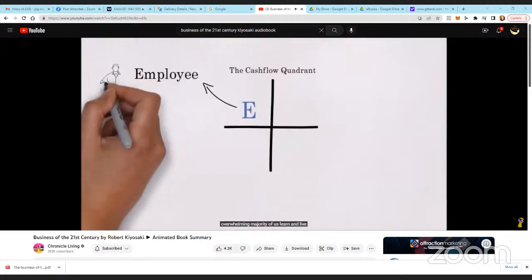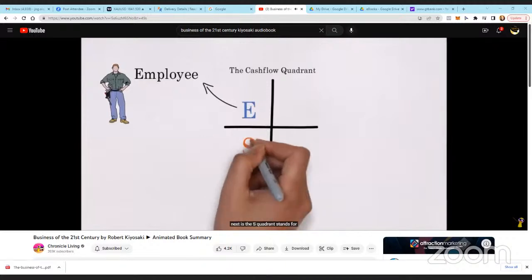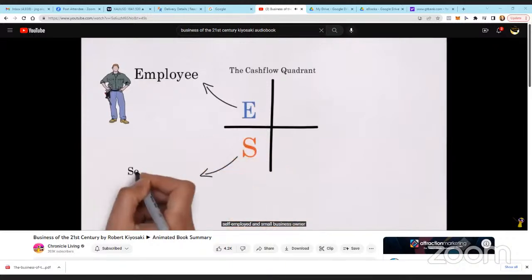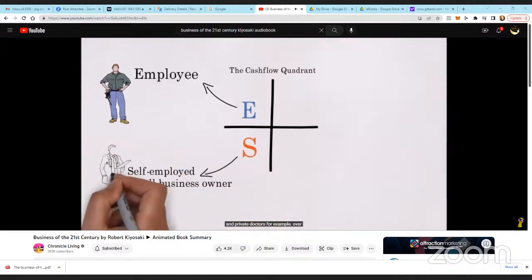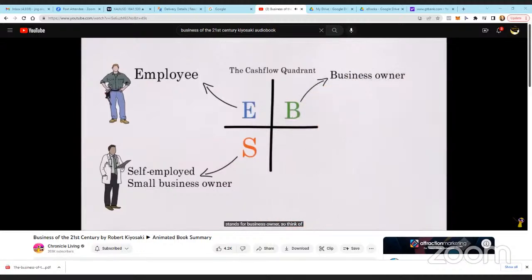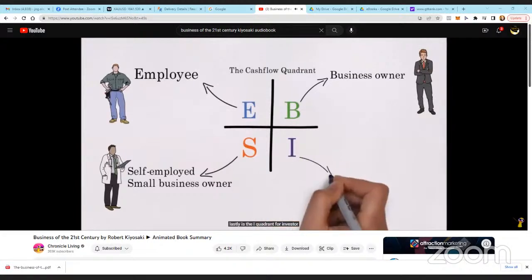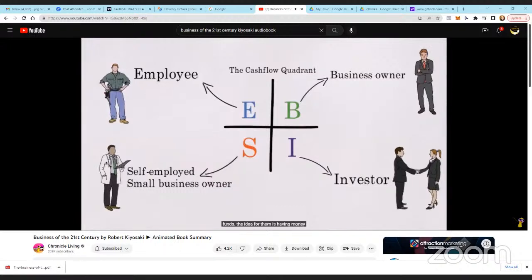The overwhelming majority of us learn and live this life. Next is the S quadrant, stands for self-employed and small business owner. Think of small business owners, lawyers, and private doctors, for example. Over here we have the B quadrant, which stands for business owner. So think of manufacturer business, real estate business, mining companies, and other things. Lastly is the I quadrant, for investor. Think of investors who deal with real estate property, stocks, bonds, and mutual funds. The idea for them is having money to make more money.